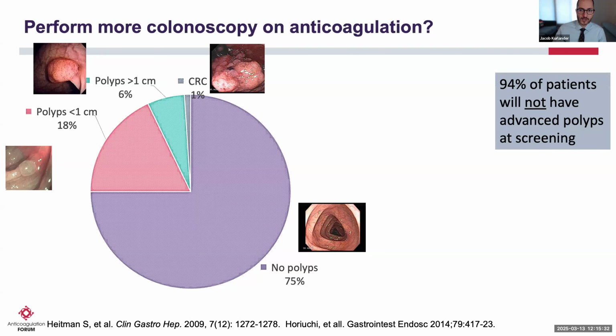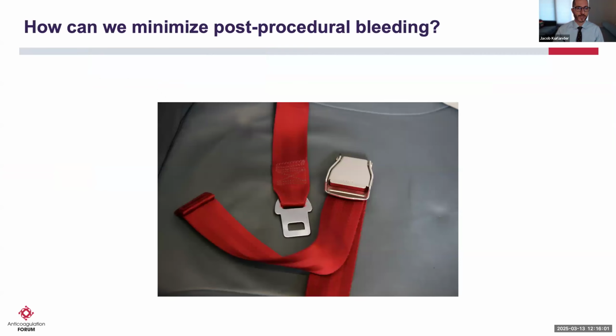So the take home from this slide, I think, is that 94% of patients will not have advanced polyps at screening. And so even though we can't know ahead of time what we're going to find on a colonoscopy, you can be pretty confident that there's not going to be large polyps, and that even if there are polyps up to a centimeter, we can remove those on anticoagulation. So just something to kind of have in your back pocket. Not every endoscopy procedure needs to have the anticoagulant stopped.